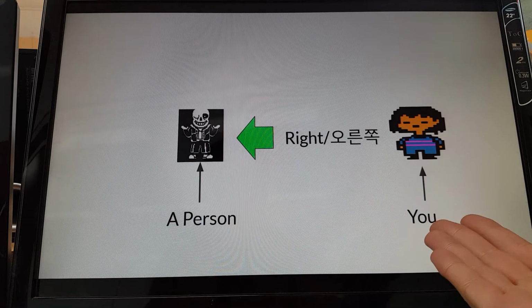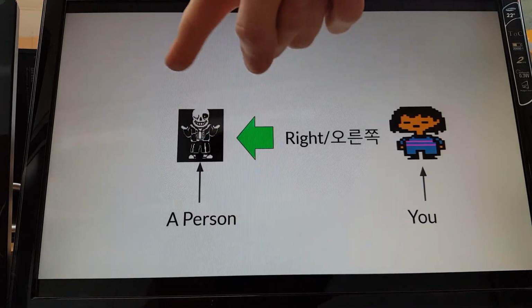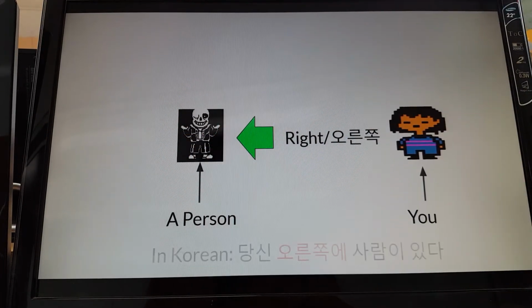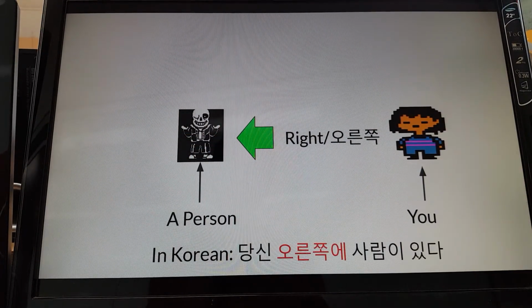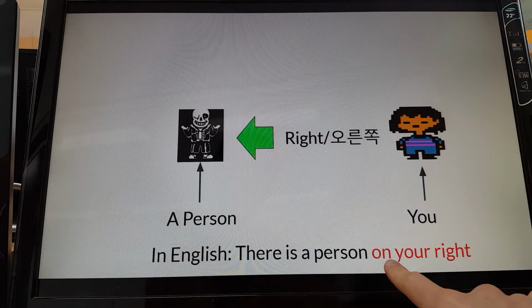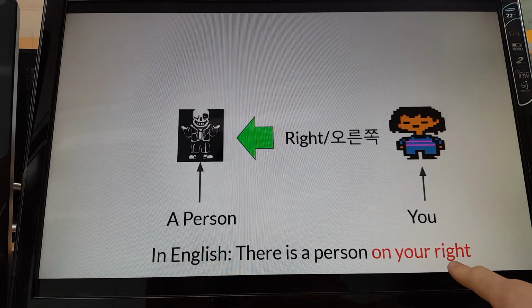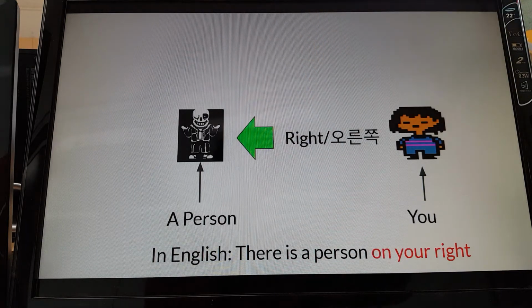So we have you and a person. They are here. In Korean, you would say this phrase, here. But in English, you would say this. We have a verb, a noun, 영사, and a phrase. And notice we have right, right, the direction.